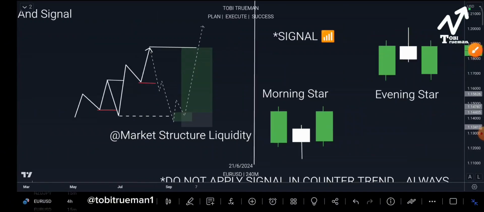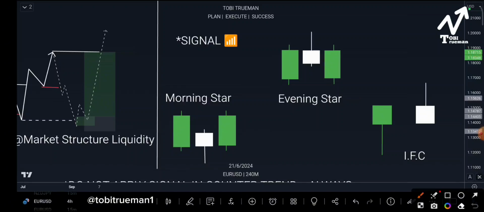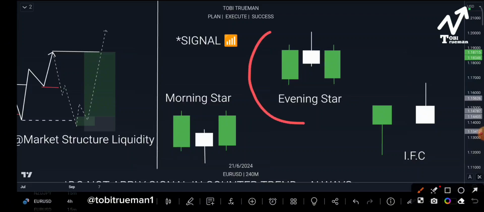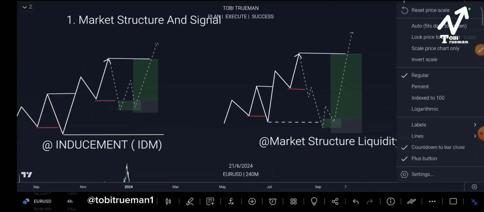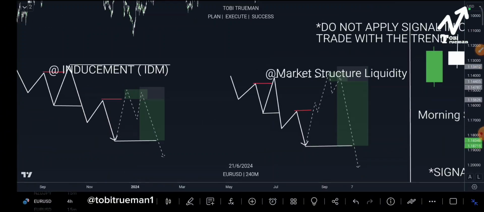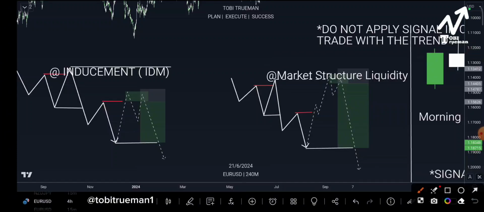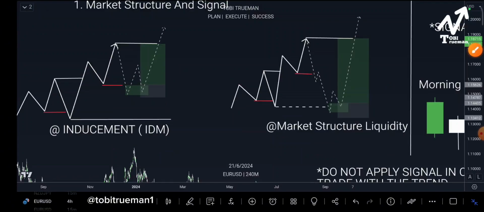Then what if the market structure is bearish, and price is selling? We are looking for the evening star candlestick pattern. For the evening star candlestick pattern, we want price to get to our inducement. Then price gets to the inducement, gives us our entry, we take it. Price gets to our market structure liquidity, gives us our entry, we also take it. That is how to use this signal.